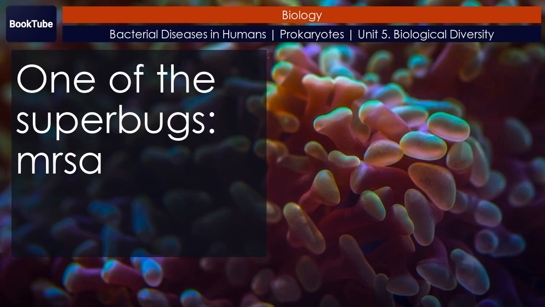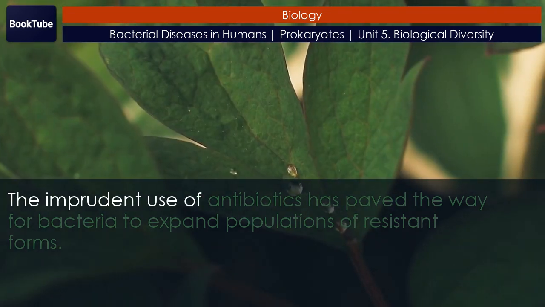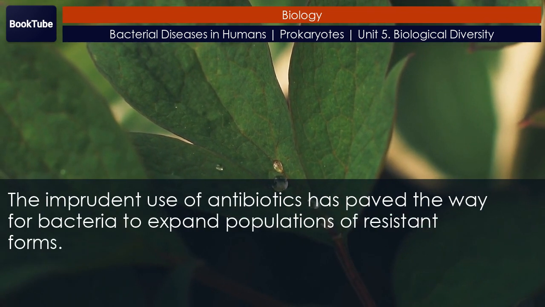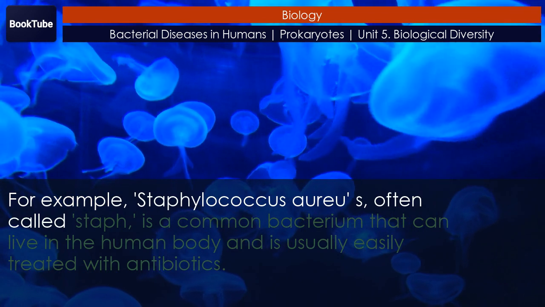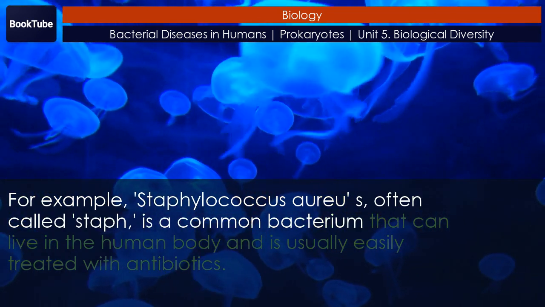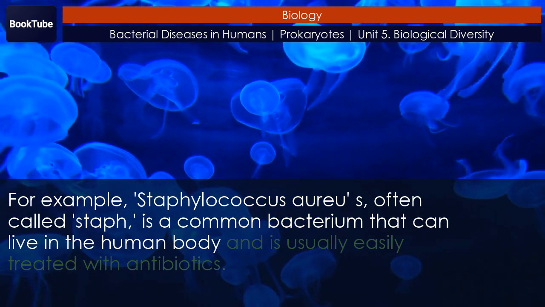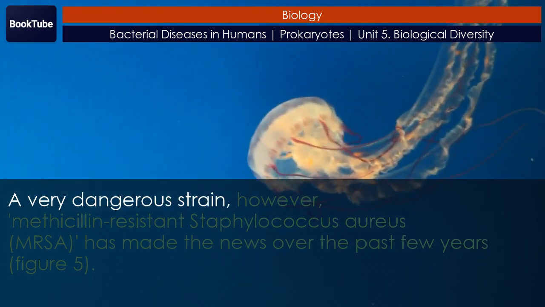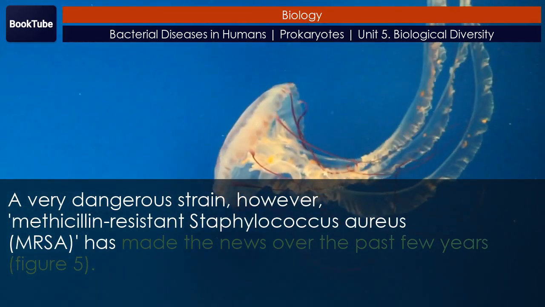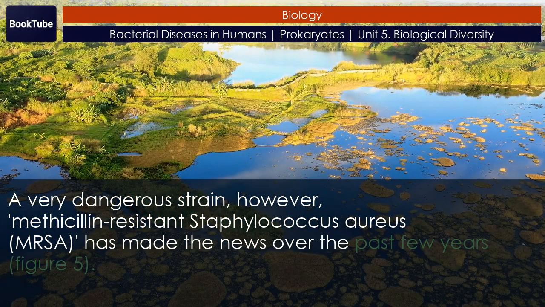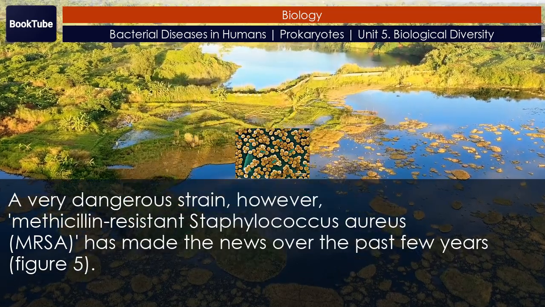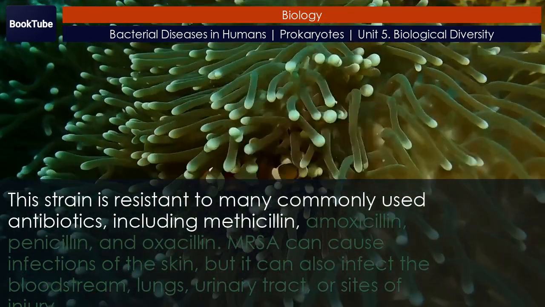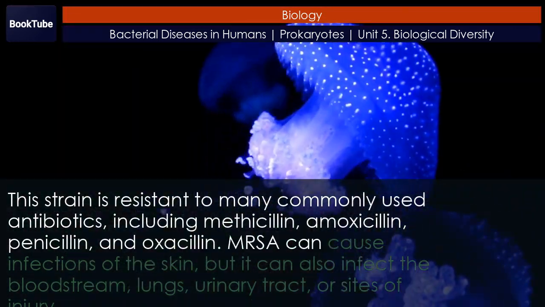One of the superbugs, MRSA. The imprudent use of antibiotics has paved the way for bacteria to expand populations of resistant forms. For example, Staphylococcus aureus, often called staph, is a common bacterium that can live in the human body and is usually easily treated with antibiotics. A very dangerous strain, however, methicillin-resistant Staphylococcus aureus, MRSA, has made the news over the past few years. Figure 5. This strain is resistant to many commonly used antibiotics, including methicillin, amoxicillin, penicillin, and oxacillin.